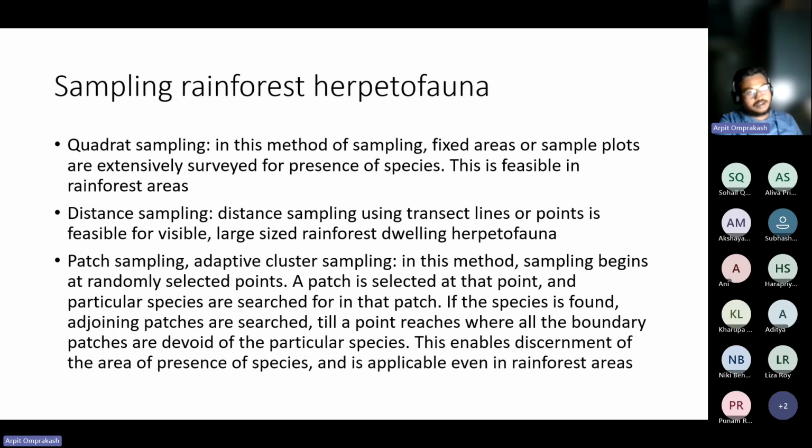Quadrat sampling we talked about in detail. You basically have a lot of different sampling units, you choose certain samples from them, estimate the population size and density there, and extrapolate it to the population. Distance sampling is like things like transects. A transect is basically, on a piece of land, you draw a line or a path and walk on that straight path, and on your left and right, you keep looking out for the species and animals that you're finding.